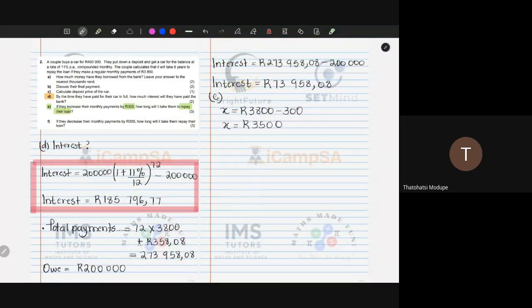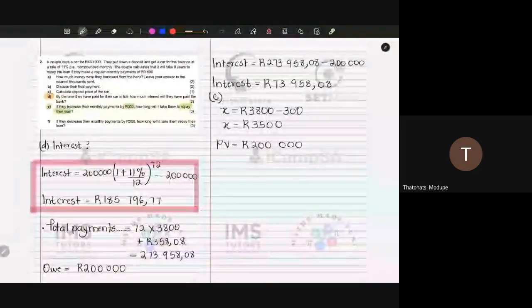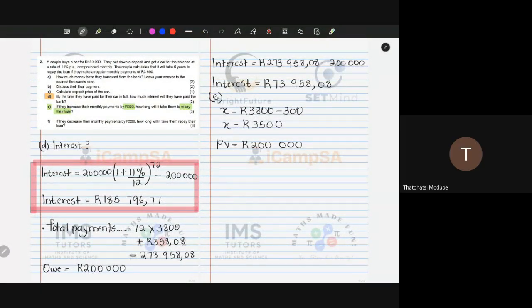That makes sense. But now the question is, how long would it take them to repay their loan? Remember, they would still be borrowing the same amount. So their PV would still be 200,000. That is the amount that they owe. But they want to pay installments of 3,500. So the question is, how long will it take them? Essentially what we are looking for here is the number of payments that they will need to make. Then from that, guys, we can easily figure out the number of years. So the formula is straightforward.